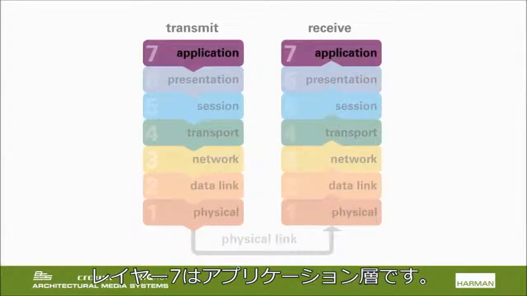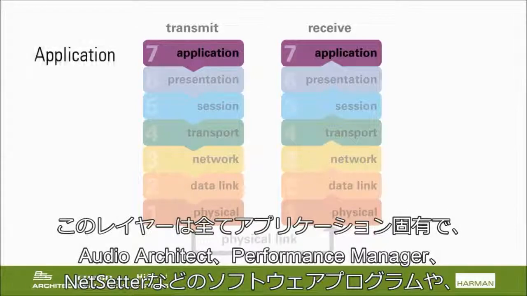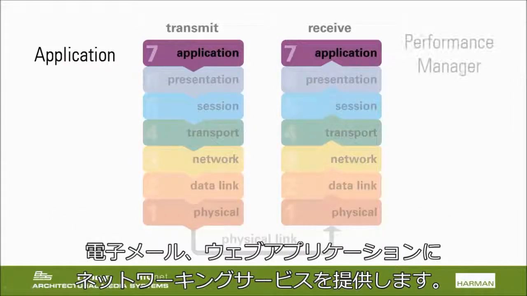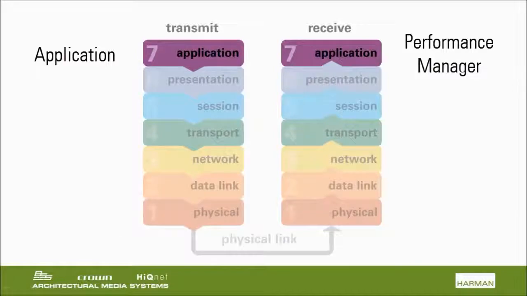Layer 7 is the application layer. Everything at this layer is application specific and provides networking services to software programs such as Audio Architect, Performance Manager, and NetSetter, or email and web applications.